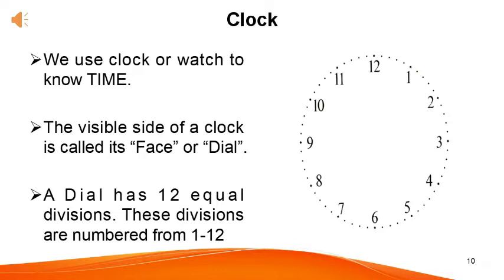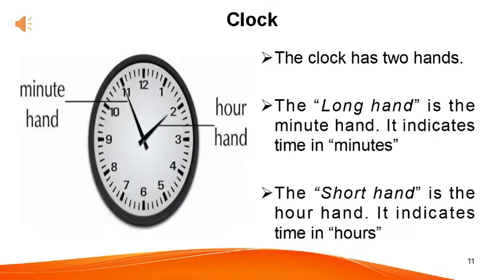Now look at this clock. The clock has two hands. The long hand is the minute hand. It indicates time in minutes. The short hand is the hour hand. It indicates time in hours.